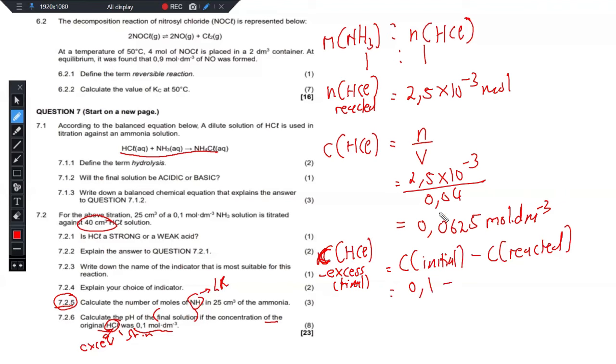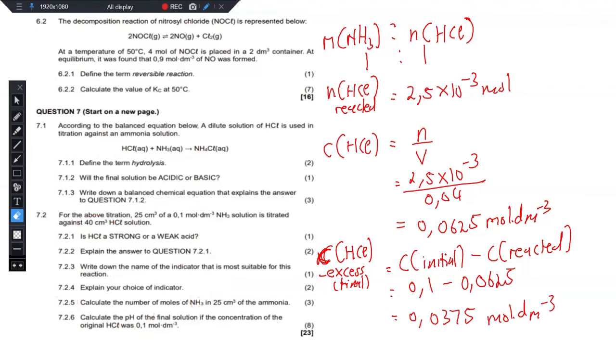But the concentration reacted, we calculated 0.0625. Right. So when you calculate that one, you are getting 0.0375 mole per dm cube. Now, if we have the concentration, we know that we can calculate the pH, right? Because all we need is the concentration for the pH.